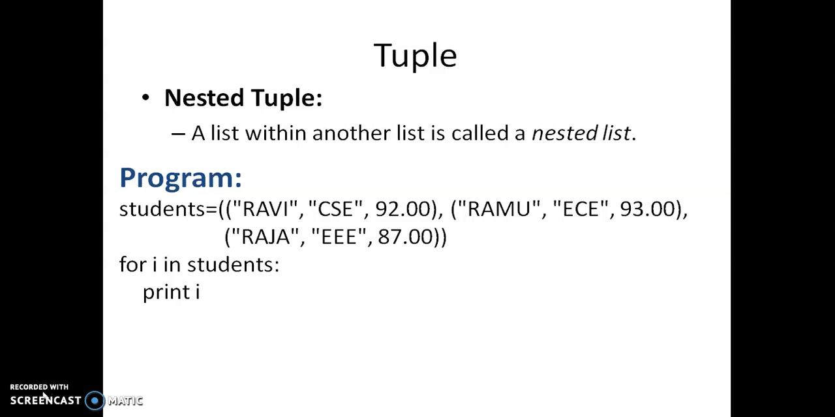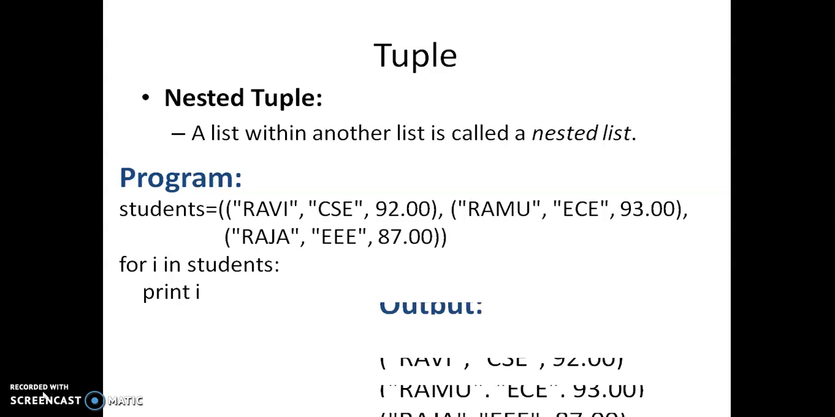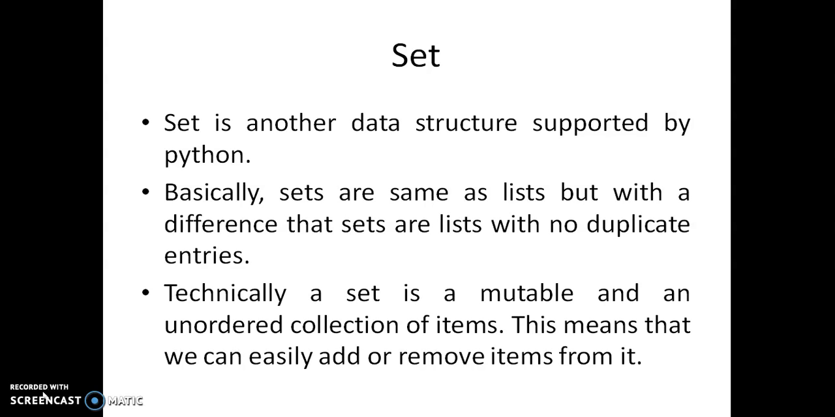So now we want to iterate through this tuple. For i in students, print i. That is, i takes one by one the tuples of the students tuple. For the first iteration, it takes the data of the Ravi student into the i variable, and that complete tuple you'll get as the output. For the second iteration, it takes the second tuple, that is the Ramu student data, and that is printed as the output. And in the third iteration, it takes the Raja student data, and that you get as the print. Okay, those are the tuples.